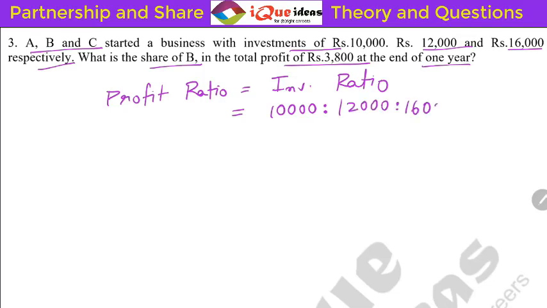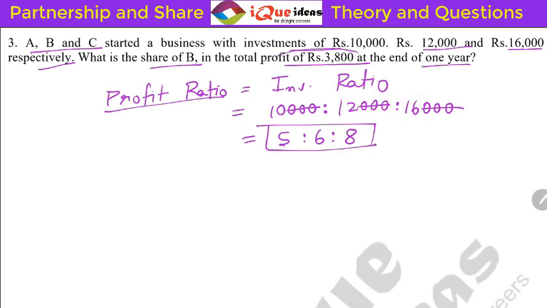So as you can see, the zeros cancel, and then 2 cancels 10 5 times, 2 cancels 12 6 times, and 2 cancels 16 8 times. So this is the ratio of their investments. Hence it is also the ratio of profits. The total profit is 3,800. So divide 3,800 in this ratio.